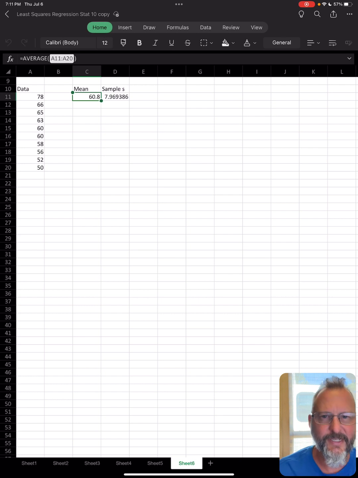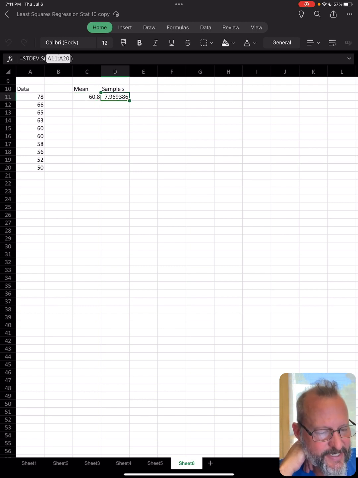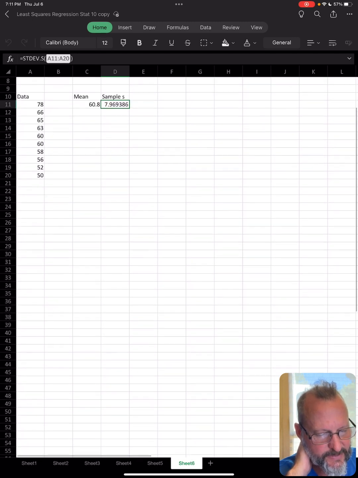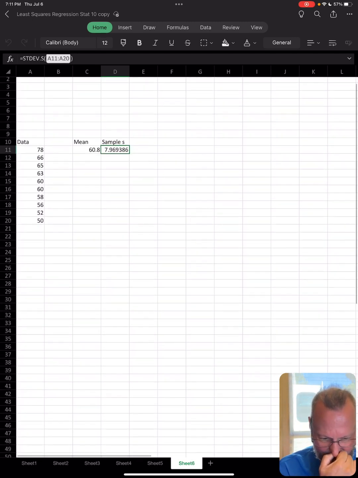I said equals, and I typed in mean, M-E-A-N. Nothing came up. And I realized, oh, duh. In Excel, they say average. Everything else is really sophisticated, so I don't know why they use mean, but I had to do that anyway. And then we go to standard deviation, and it's .s. The .s means sample, and so you do the sample, and you can see it's A11 through A20. Okay, so I don't know why I put it down that far, but that's what I did.